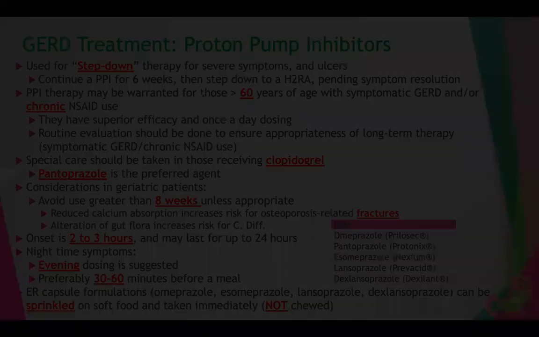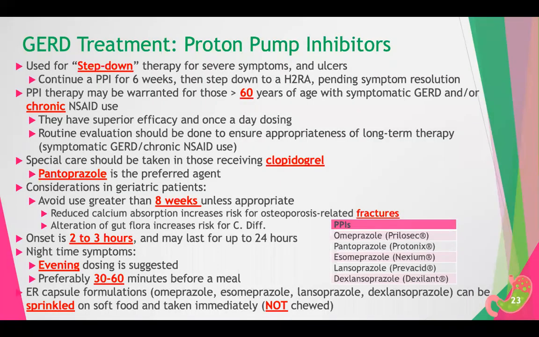And our last medication class for GERD is our proton pump inhibitors. Our PPIs are used for step-down therapy for severe symptoms and if individuals have ulcers because of their GERD. So what will happen is they'll begin a PPI and continue it for 6 weeks, and then they will step down to an H2 receptor antagonist.